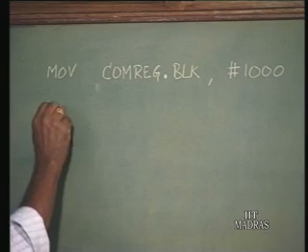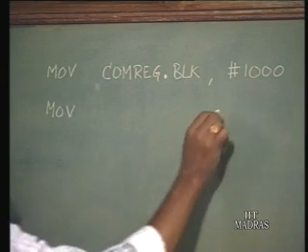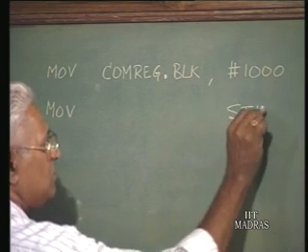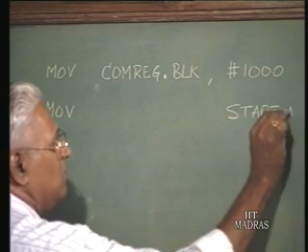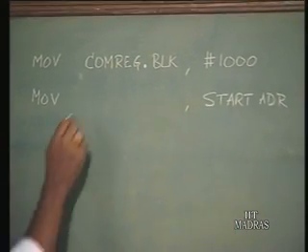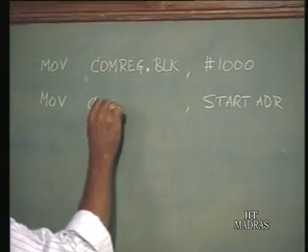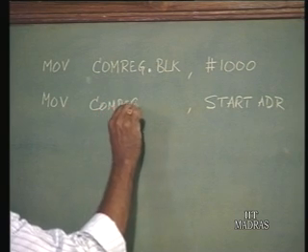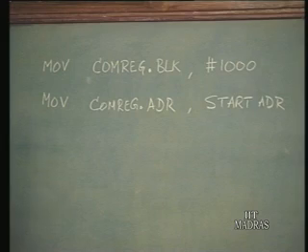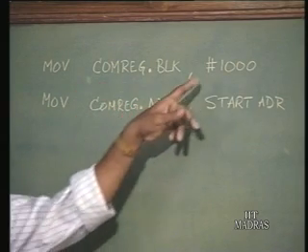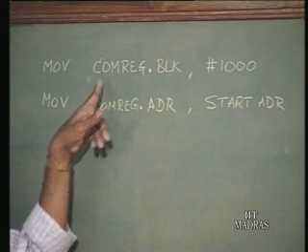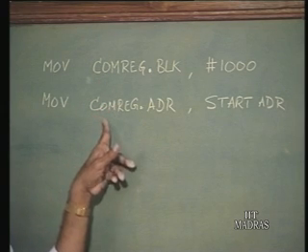And the other part, what? Start address. So, move what? Move the start address, well, whatever that address is, move the start address to the same command register, but to which part? The part which will hold the address, okay. So, essentially you can see that the CPU is writing something into the command register, is it not?